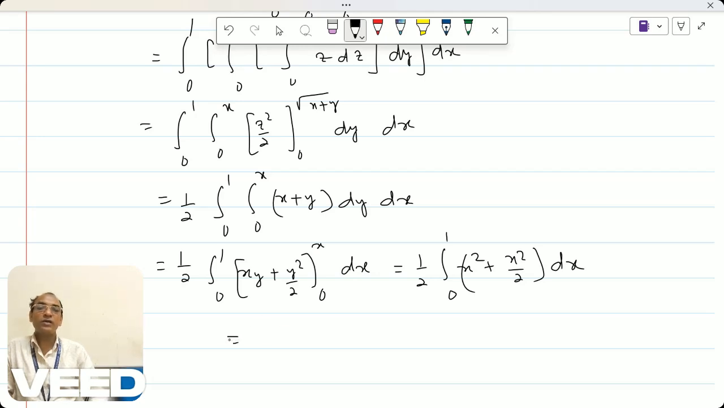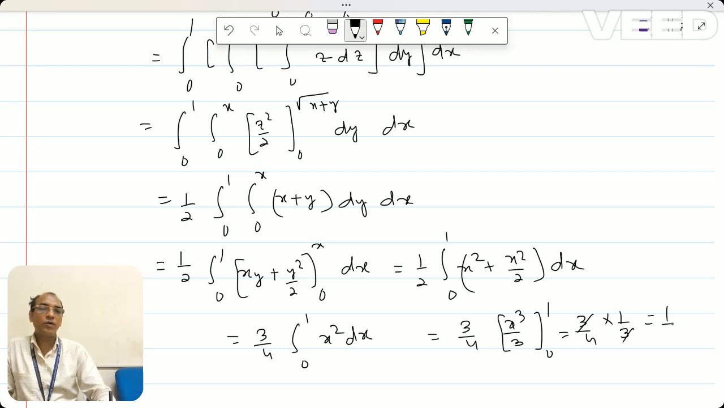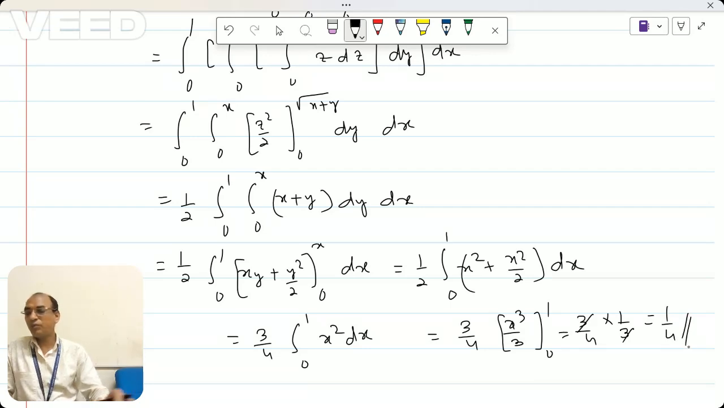X square plus x square by 2 is nothing but 3x square by 2, and so 3 by 4, and the remaining thing is 0 to 1 x square dx. And so finally what will be the integration? 3 by 4 times x cube by 3, and the limits are 0 to 1, and it will be 3 by 4 into 1 by 3, and that is equal to, 3 and 3 will get cancelled, and it will be 1 by 4. So like this we can evaluate the triple integral.